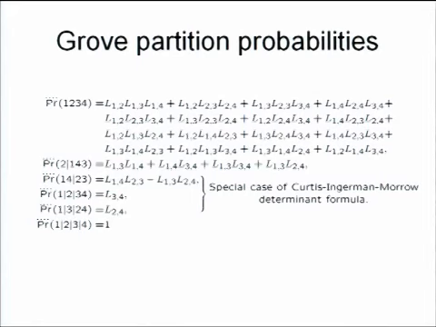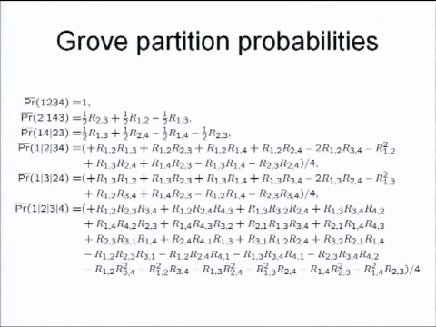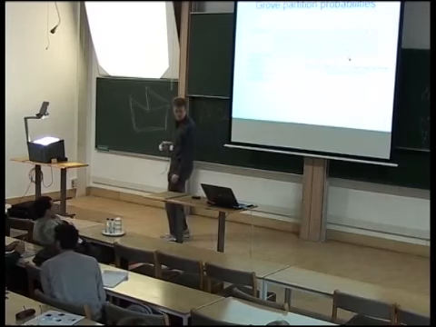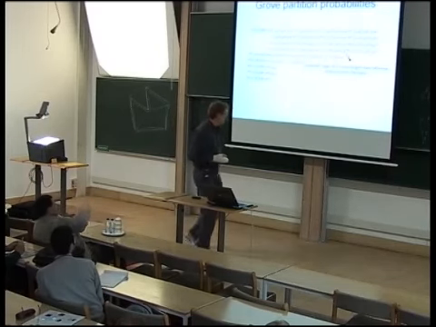These are special cases of a formula that was given by Curtis, Ingerman, and Morrow. I'm sorry, Curtis, Ingerman, and Morrow, is that the formula for determinant of a partitioned matrix? This is, okay, so there's chalk. I don't see any chalk. On the blackboard.